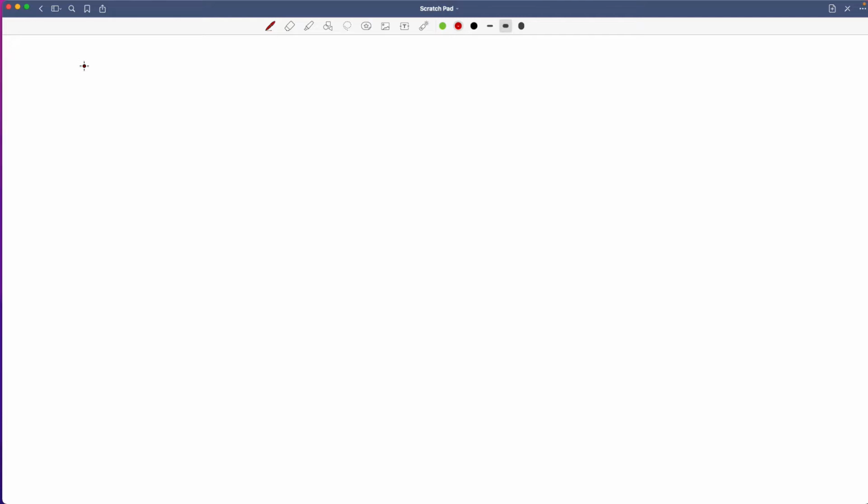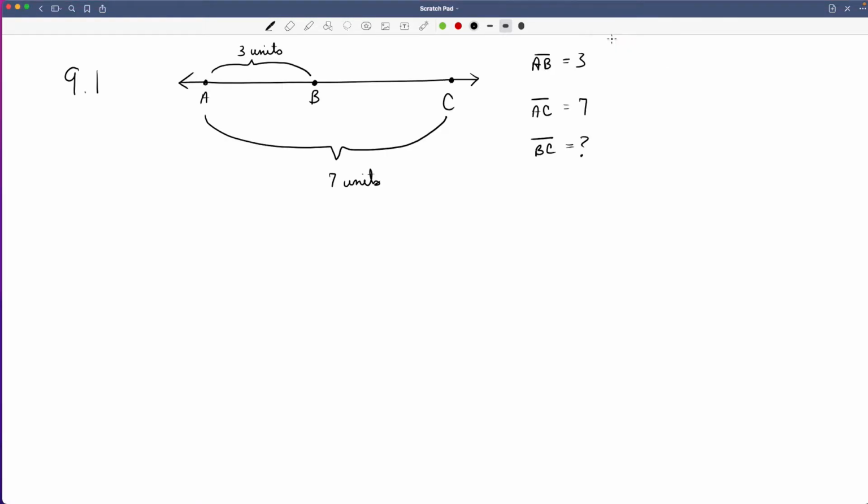So let's look at example 9.1. In this figure, let me draw the figure. I guess I better pause it. All right, so I paused to draw the figure for you.